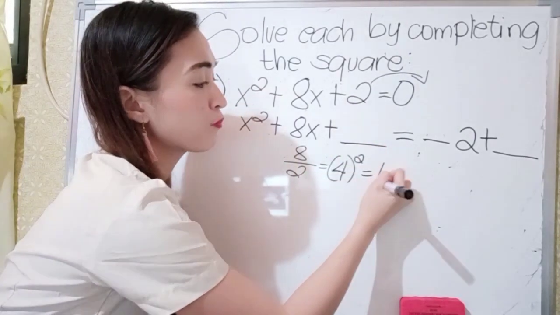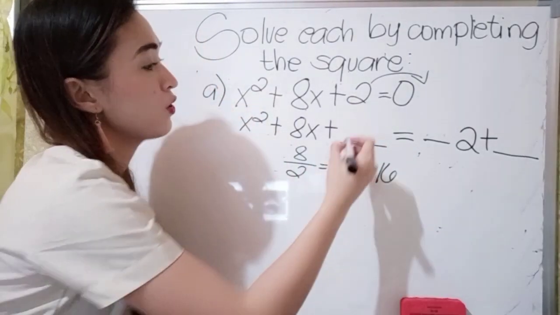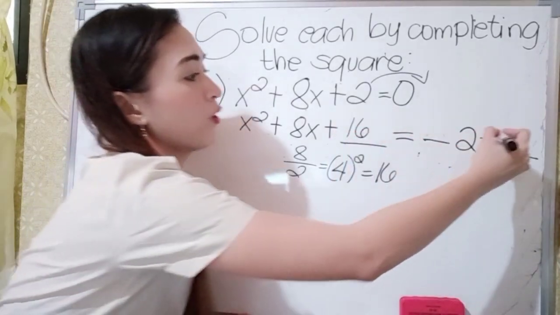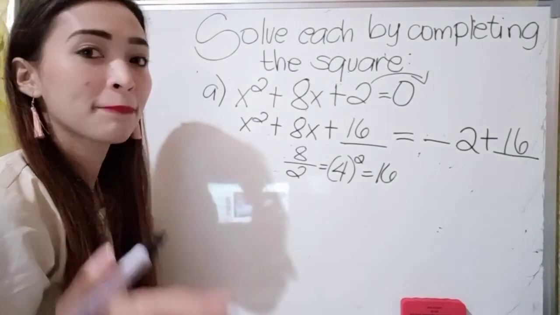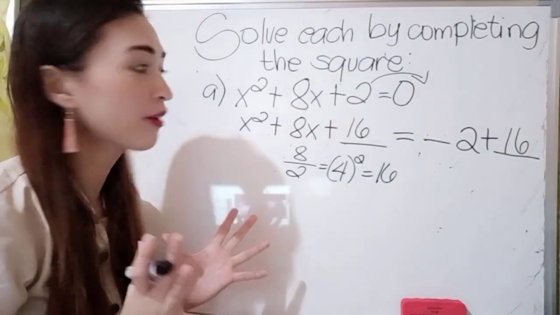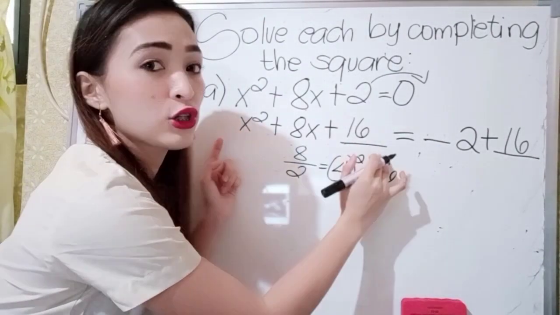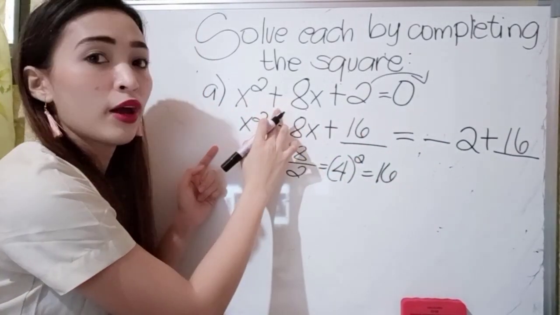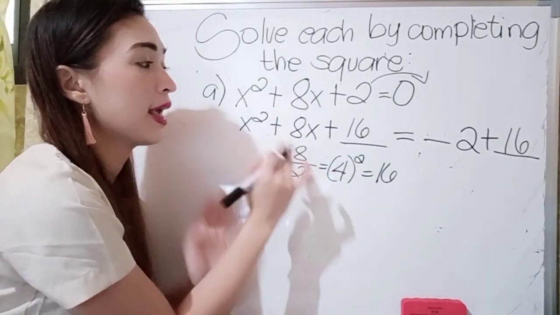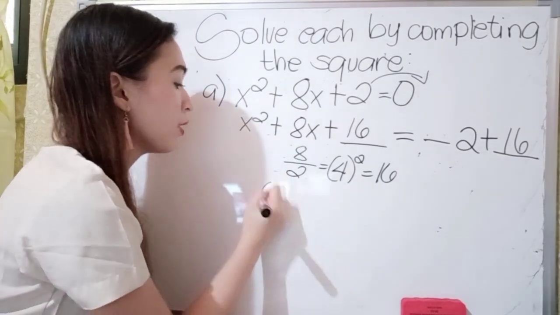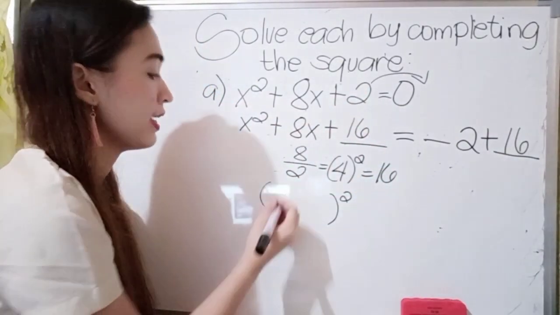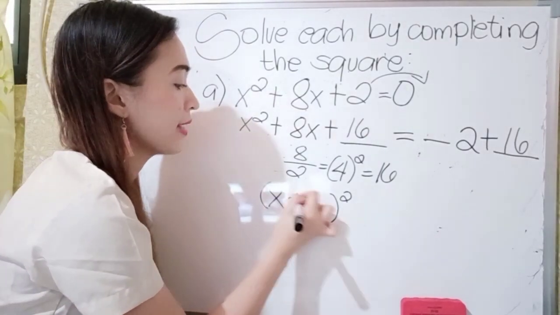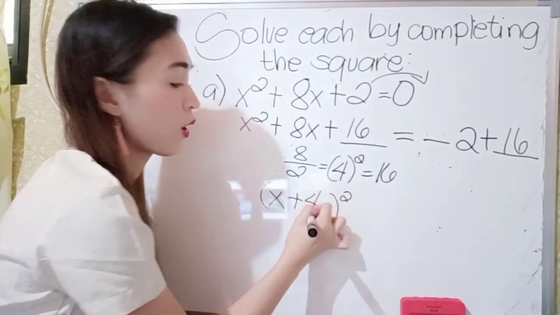So 4 times 4 is 16. So let's add 16 here and also here. It's very easy. Next, what is the factored form of this equation, x squared plus 8x plus 16? So the factored form of that equation is x plus 4.